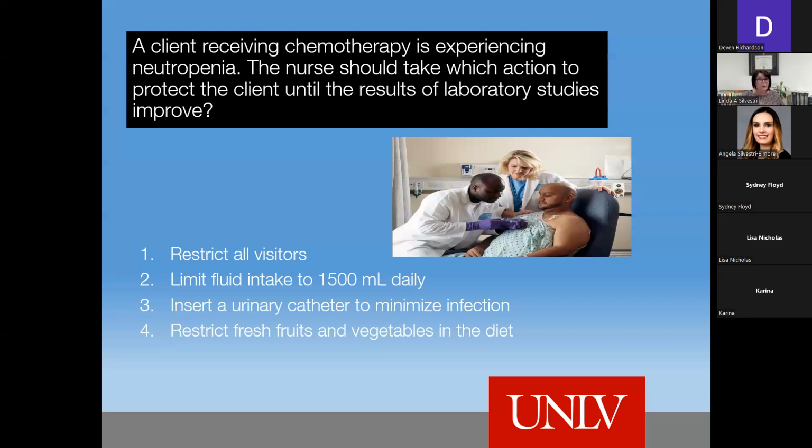So fresh fruits and fresh vegetables should stay out of the person's room. If we're going to give them vegetables, they need to be cooked thoroughly, okay? And so that is why option 4 is correct.